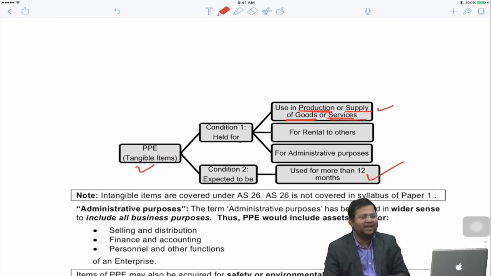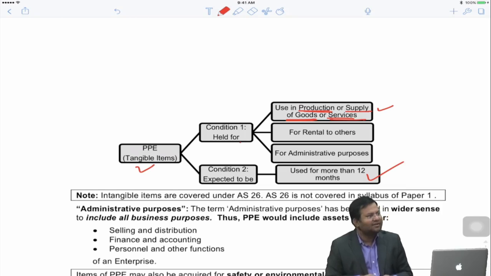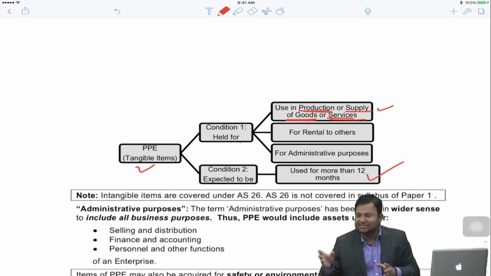Now use could be in administration, in production, in marketing, in rendering services, or in trading of goods. Where it is being used is not relevant. Actual use is not necessary. It is intended to be used. Like a business bought a car but never drove it, still it is a PPE. Who said actual use? It is intended to be used for a business.